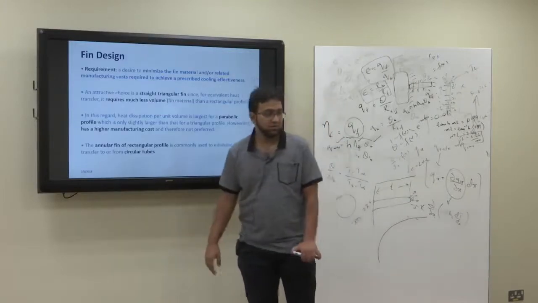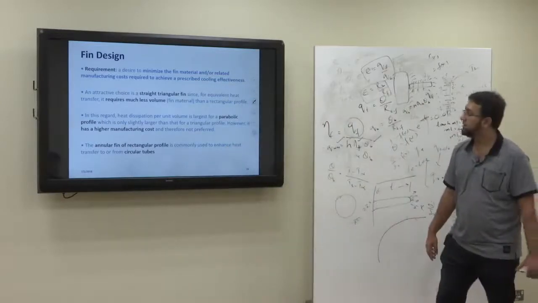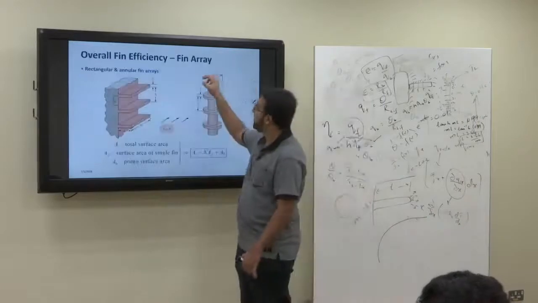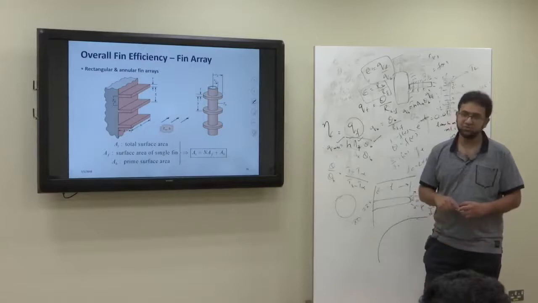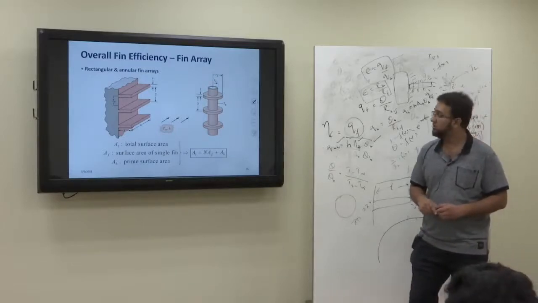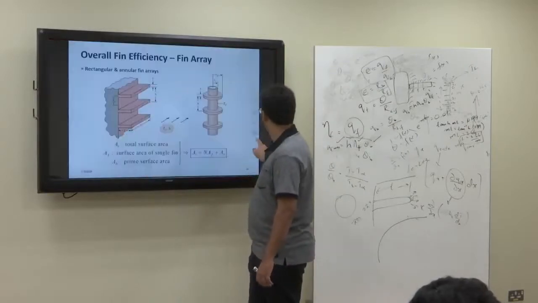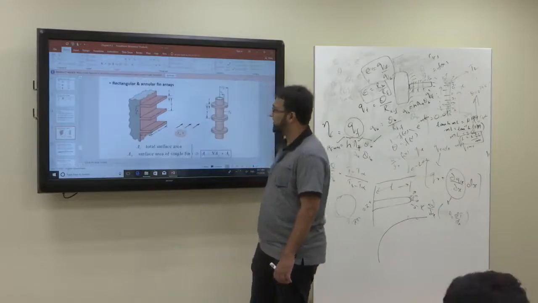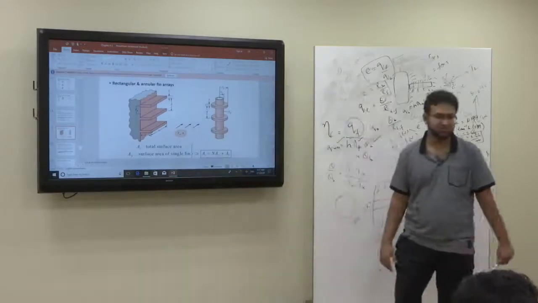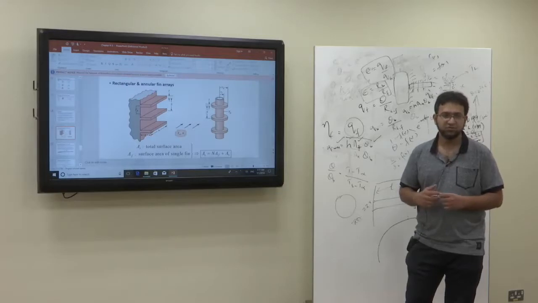That's it. So we stop here today, and we're going to start from overall fin efficiency and fin array in the next class. Inshallah, next class we're going to finish chapter number 3. So we are already at slide number 75. 15 more slides, and inshallah we are going to finish chapter number 3. And then we move towards chapter number 4.